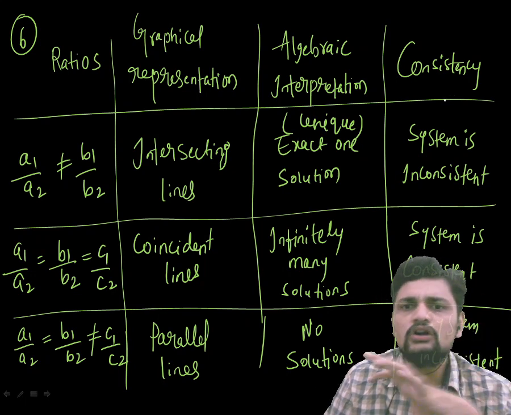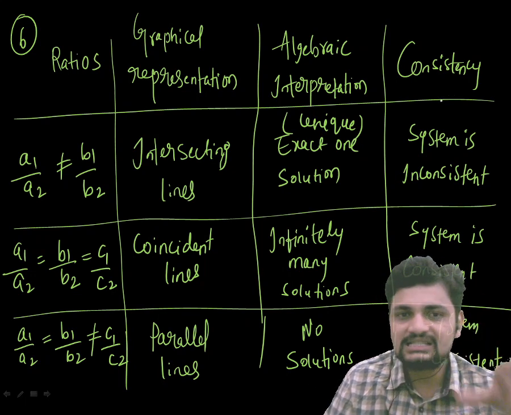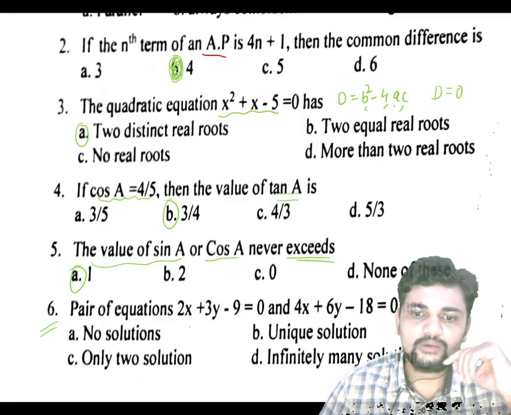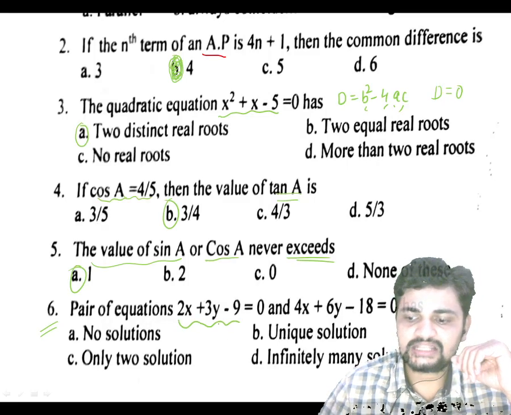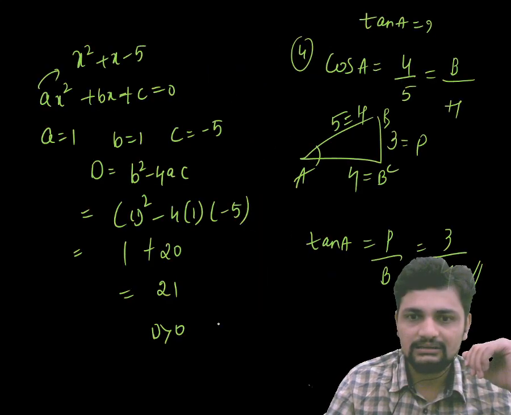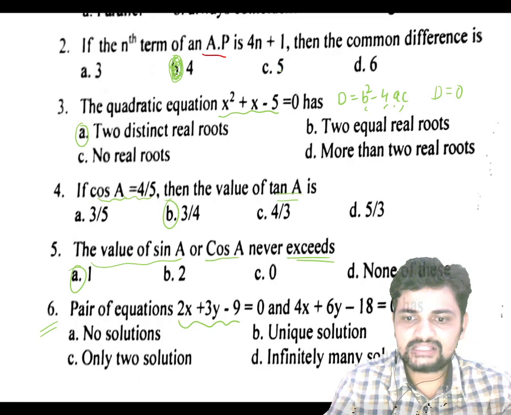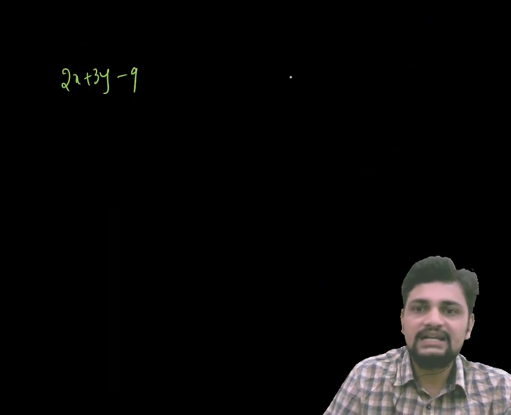You can pause the video and make a note of this. Question number 6 is based on this. Now if you look at question number 6, two equations are given. 2x plus 3y minus 9 is the first equation. And we have a second equation which is 4x plus 6y minus 18.